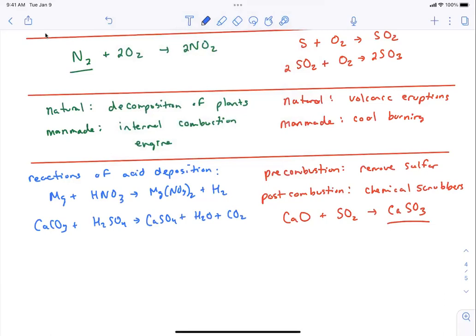Okay. So they said you should be able to write reactions of acid deposition with reactive metals and carbonates. So this is a big one. Calcium carbonate is known as limestone. That's something that's used in a lot of sculptures and statues, and that's why they get damaged by acid deposition, because over long-term exposure, acid deposition reacts with the calcium carbonate and destroys the structure of it and it just chemically erodes away.